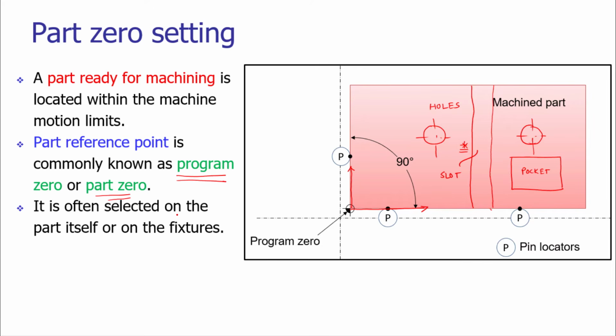Many a times the program 0 setting has been done on the fixtures. When we are machining the components in multiple numbers, then we are setting this program 0 to the fixture. The fixture is fixed on the machine table. We are just changing the part, but the part setup should be very accurate with the fixture. So if there are errors in the part setting, that would reflect in the accuracy or the product accuracy.